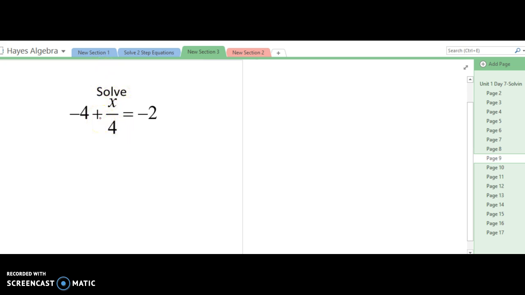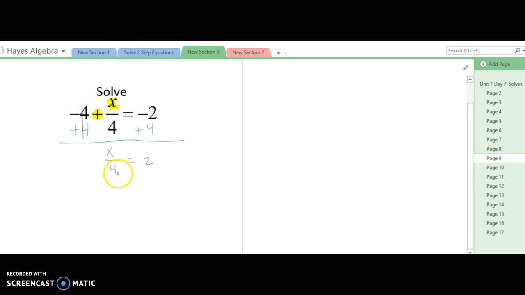So here, just like the other ones, I look, here's my addition sign. All right, what is linked to this x by addition? It's the negative 4. How do I get rid of it? Since it's negative and I want it to add up to 0, I add 4. What I do to the left side of the equal sign, I do to the right side. These add up to 0, so bye-bye. And I bring down the x over 4 equals negative 2 plus 4, which is 2.